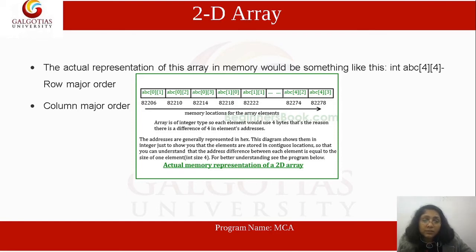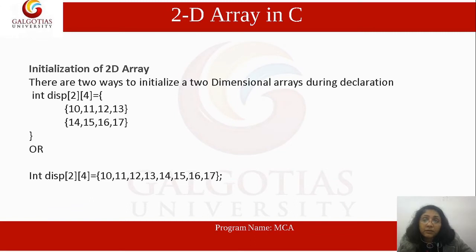So here the representation that is being shown is a row major order representation, whereas if we follow the column major order, then the first column's elements will be stored, then the second column, and accordingly up to the fourth column. Now this is an initialization of a two-dimensional array, which you can follow for higher dimensions also.